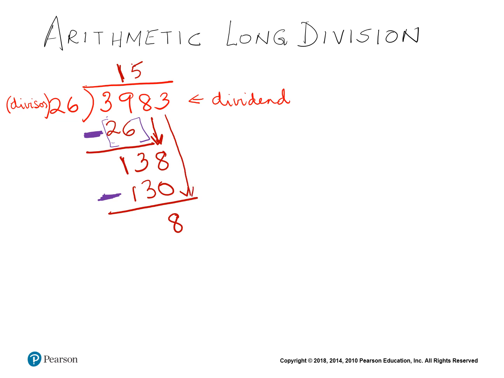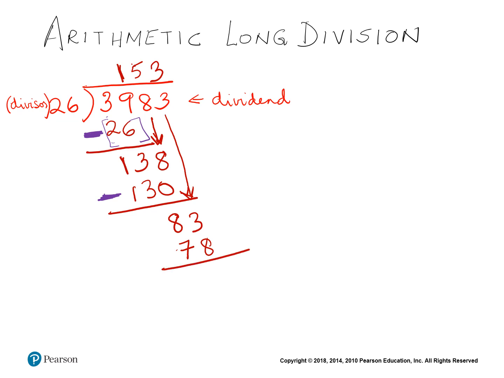So I'll have 83. All right. So how many times does 26 go into 83? It's 3 times, right? So let's see. 6 times 3 is 18. 3 2s are 6. 7, 78.